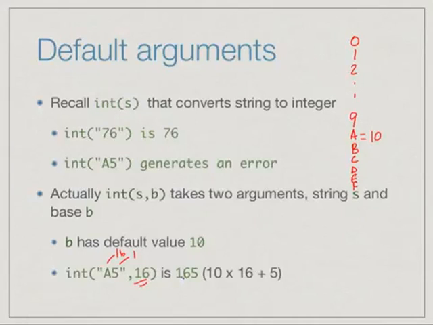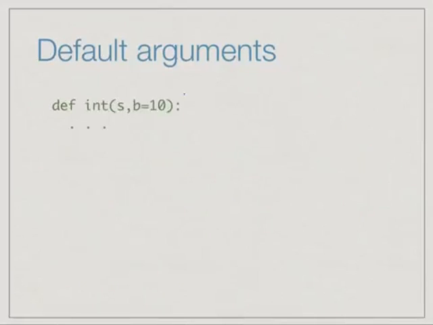So how does this work in Python? This would be how internally, if you were to write a similar function, you would write it. You provide the arguments, and for the argument for which you want an optional default, you provide the value in the function definition. So what this definition says is that int takes two arguments, s and b, where b is assumed to be 10 and is hence optional. If the person omits the second argument, then it will automatically take the value 10. Otherwise, it will take the value provided by the function call.